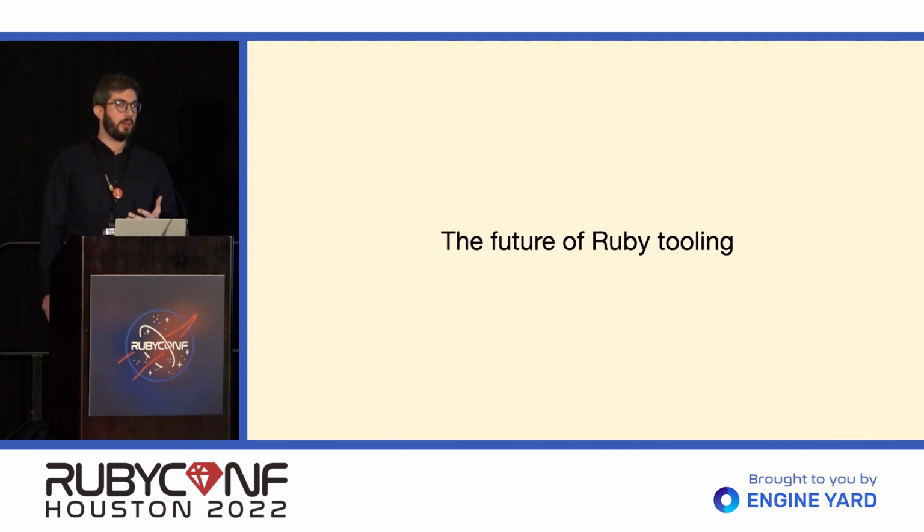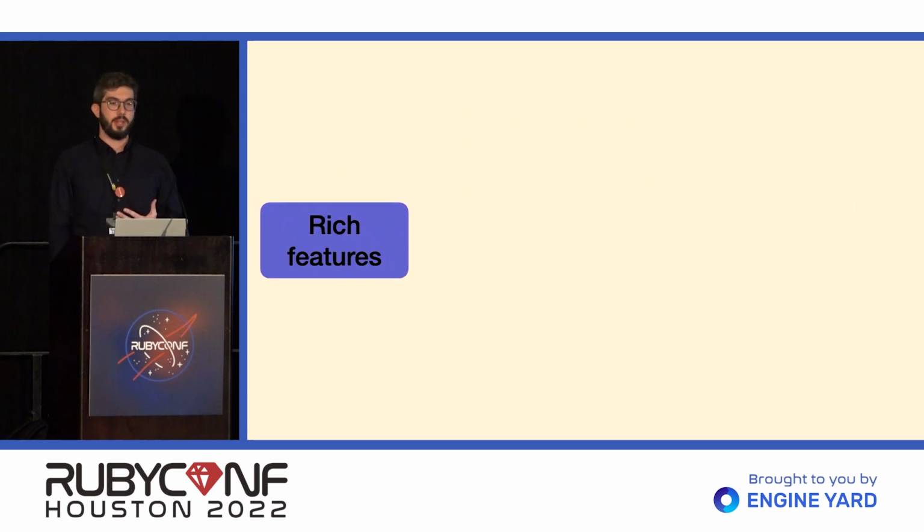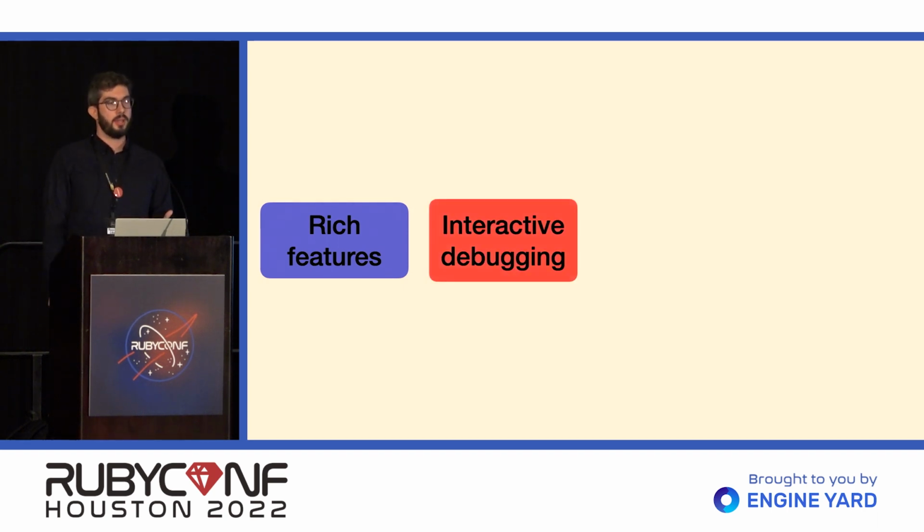I'm very excited about the future of Ruby tooling. We can have all of those features that I mentioned, plus a lot more, because we're not done implementing the entire specification. We can have interactive debugging directly in the editor's UI, thanks to the debugger adapter protocol, which is the LSP equivalent for debuggers to connect to any editor.